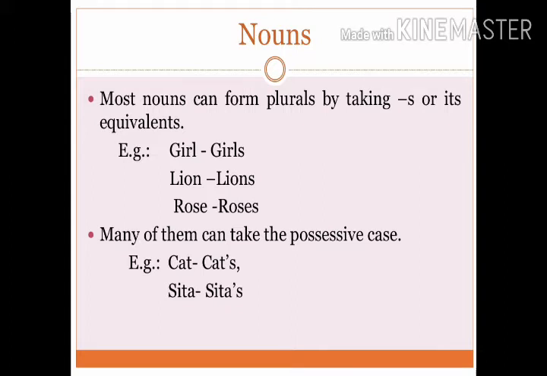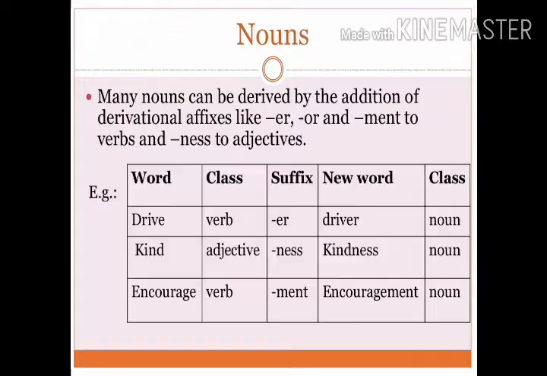Again, many of the nouns can take the possessive case. Possessive nouns show ownership. It can be formed by adding an apostrophe s to the noun. If the noun ends in s, add only an apostrophe to form the possessive noun. Example, Rama's, Sita's, nature's, etc.